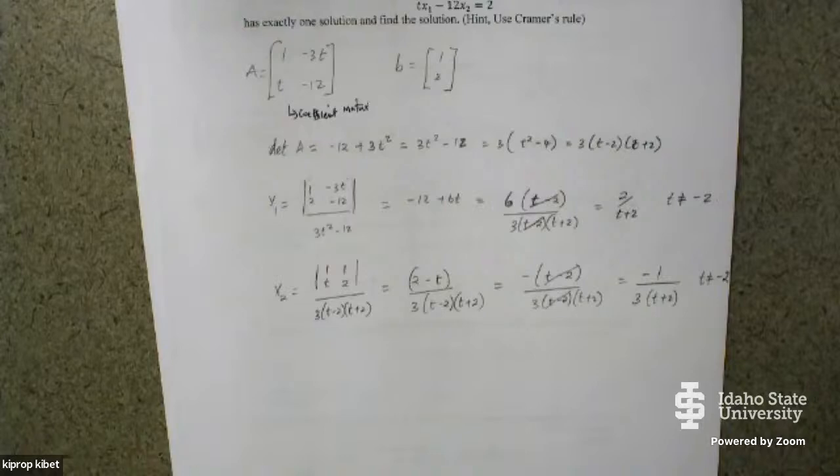Same thing for this. Replace that with that, you get 2 and then minus t. So you factor out the minus, then it will be t minus 2. So t minus 2 will cancel with the t minus 2 down. And then you get that minus 1, where t is not equal to minus 2. So those are the values of x1 and x2. Okay.